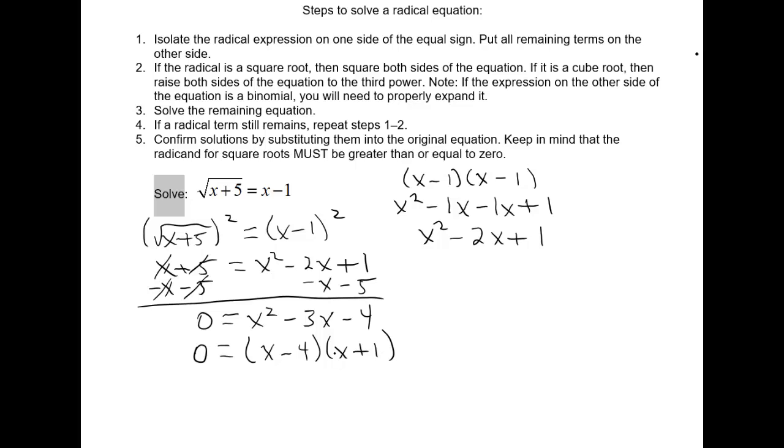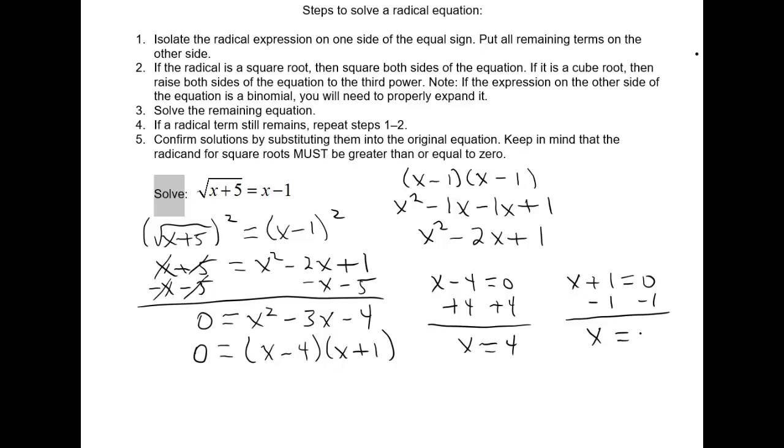We'll set each of these factors to 0 to solve. So we have x minus 4 equals 0 and x plus 1 equals 0. So for the first equation, we're going to add 4 to both sides. And that gives us x equals 4. And for the second equation, we subtract 1 from both sides. And that would give us x equals negative 1.